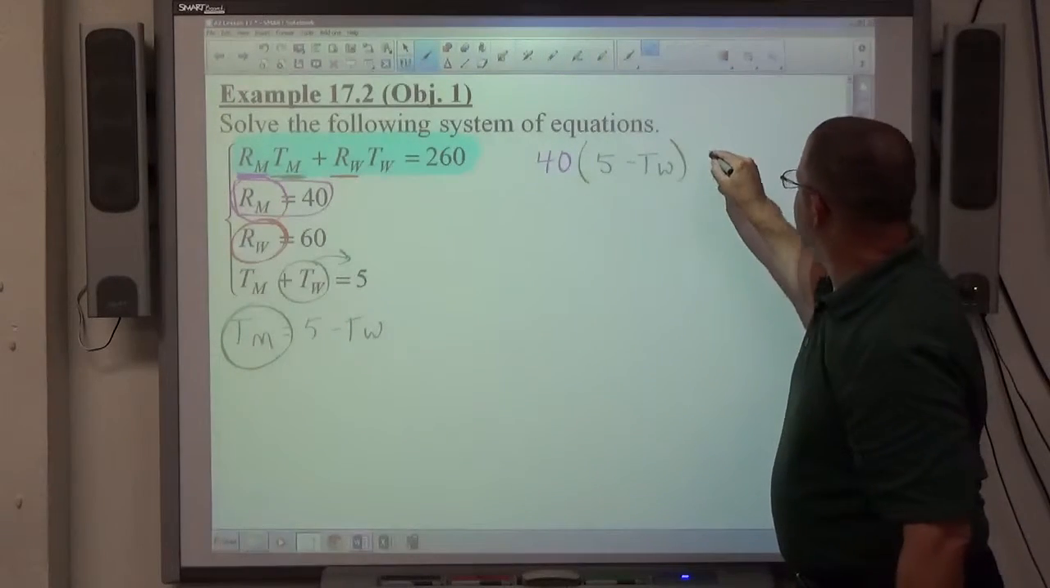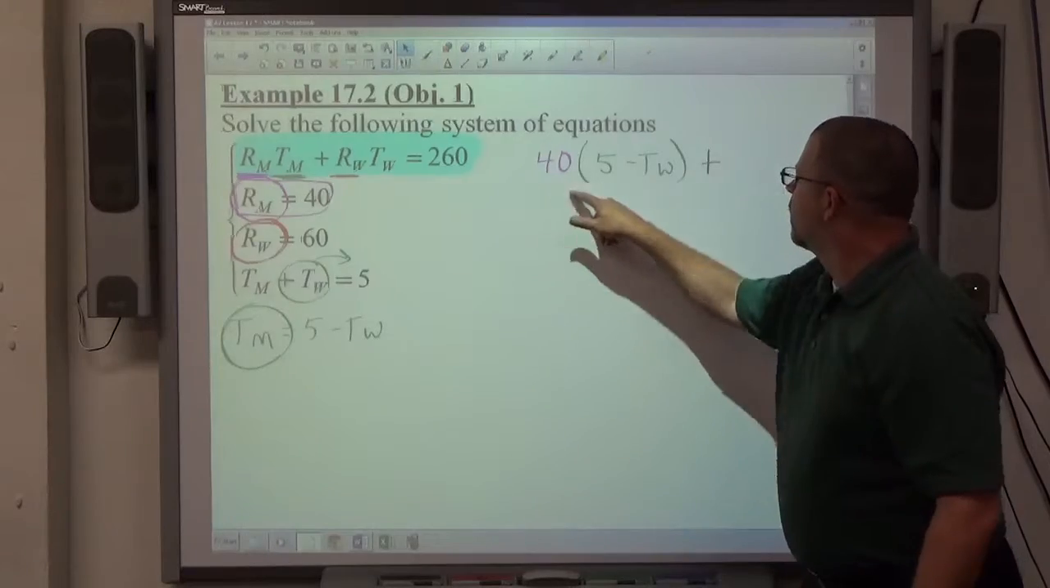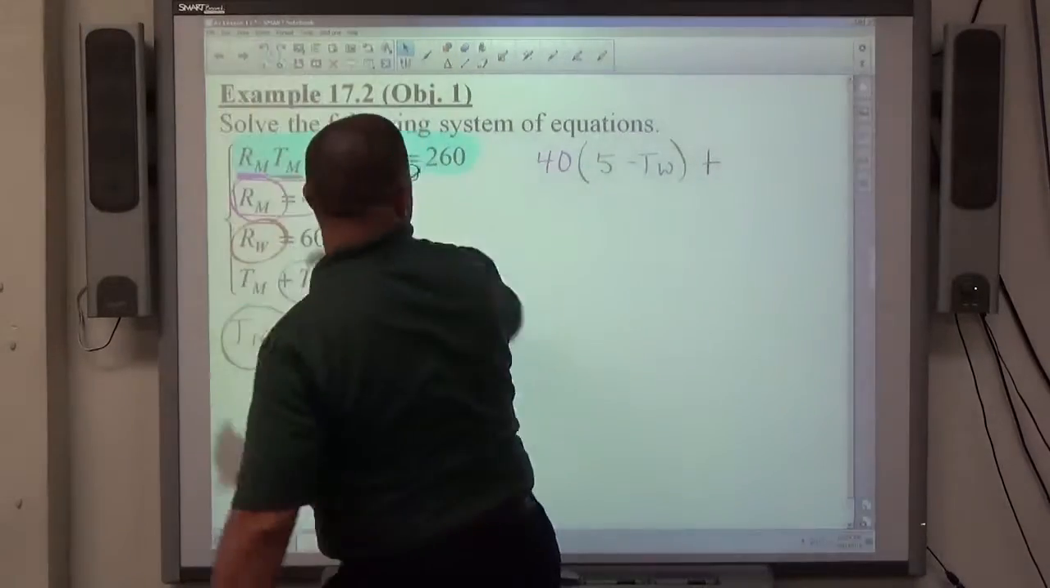Then there's a plus sign. So I put a plus sign. Run out of room. Uh-oh. That did not work as planned.